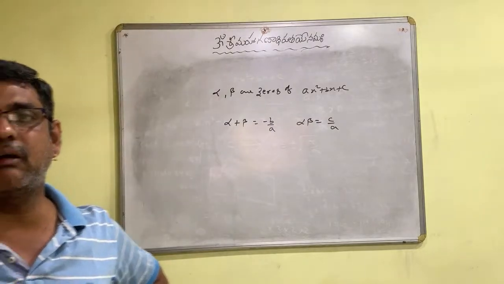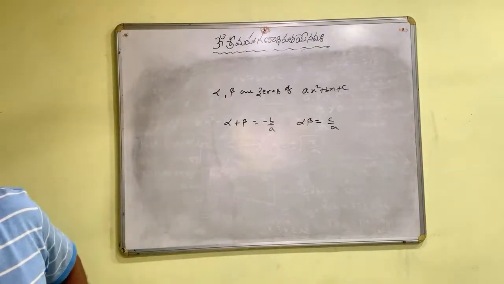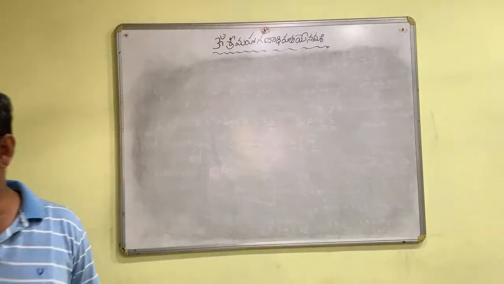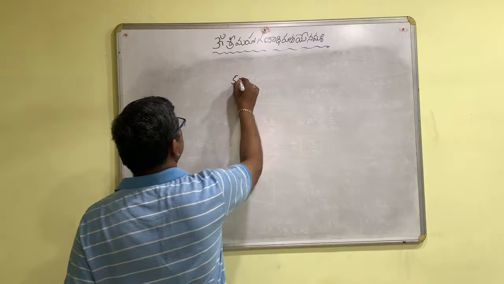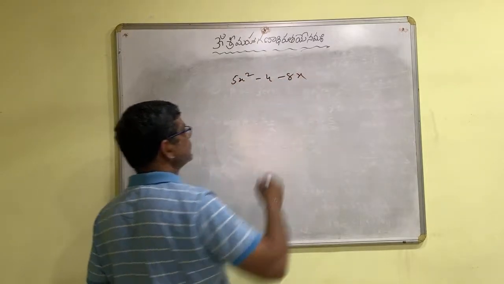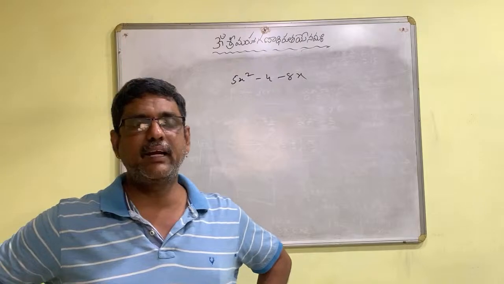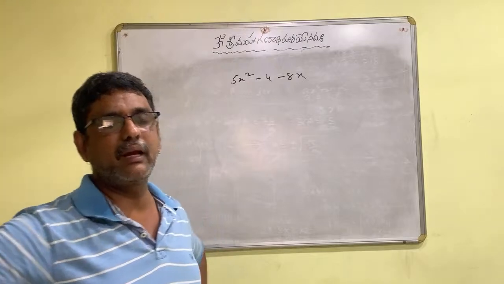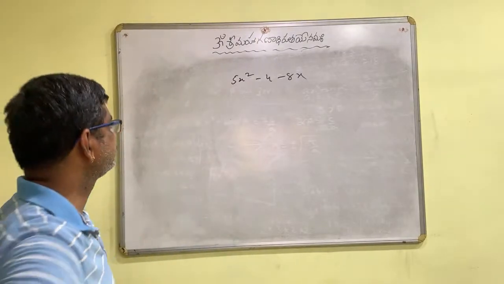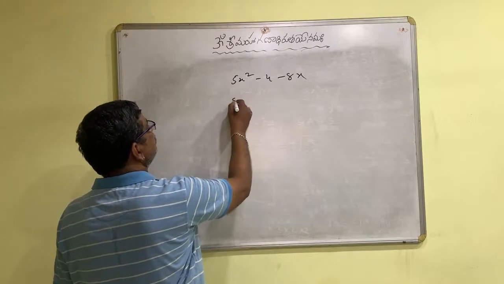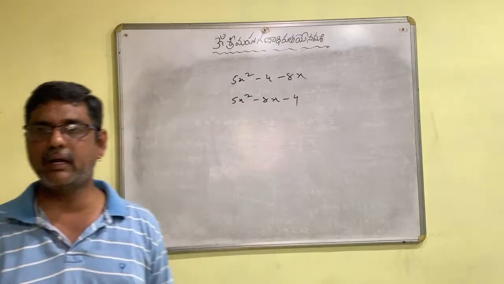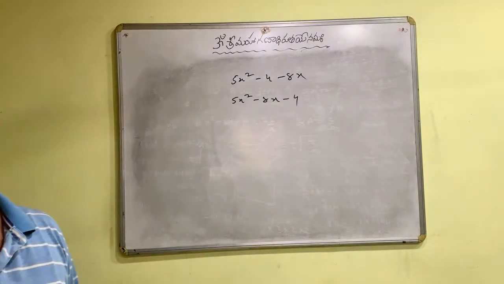We have observed that one also. Let us take an example. 5x square minus 4 minus 8x. We need to find out the zeros of this polynomial, and after that we need to verify the relation between zeros and coefficients. First write the given polynomial in general form.